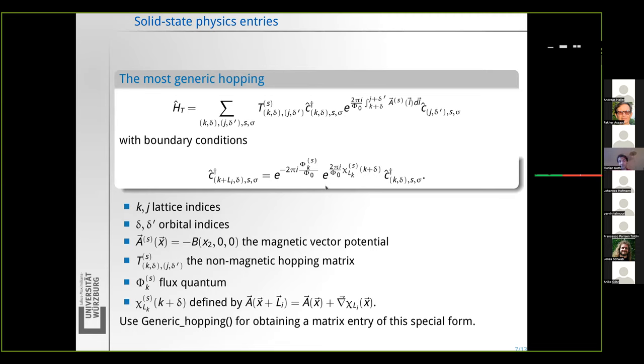Usually you might not want to work this out for yourself. For that reason, there is a function call available in the predefined hoppings to work out this kind of generic hopping. It requires basically only the physical entries that you want to work with: you specify the lattice, the magnetic potentials, how many flux quanta you want to use, and where you want to store that information afterwards. Then it will generate a hopping matrix that you can use in setting up the opt entries in your Hamiltonian. So this is the most generic hopping that we could think of.